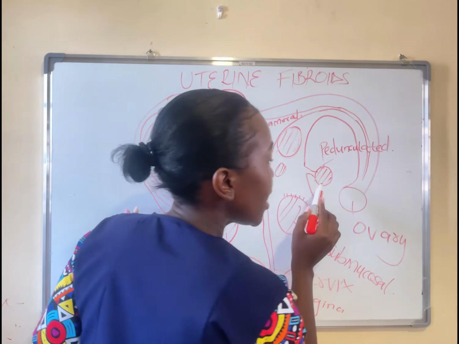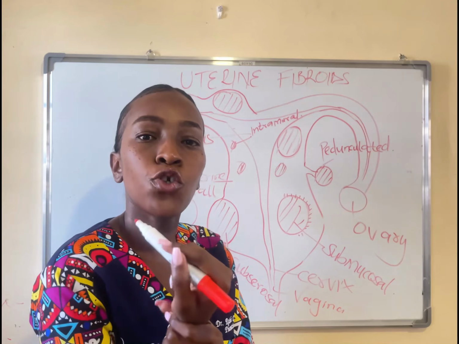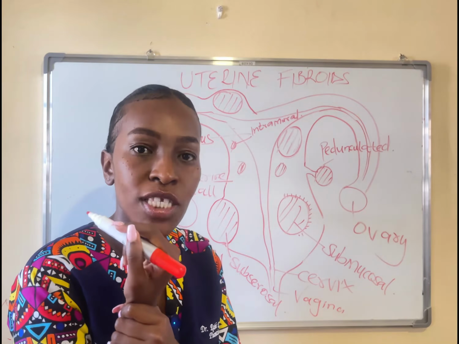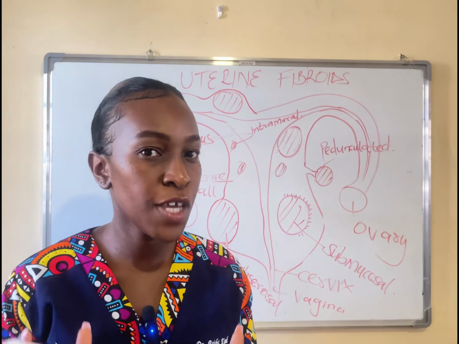Again, this pedunculated fibroid here, it is just hanging. In the process, it could toss like this. It could turn and toss, something we call torsion of the fibroid, and this could lead to severe pain.